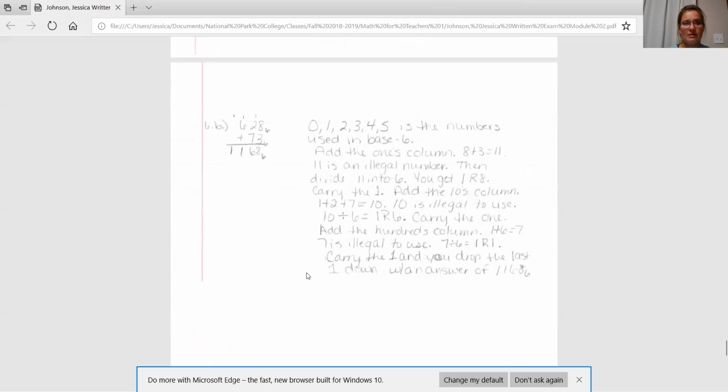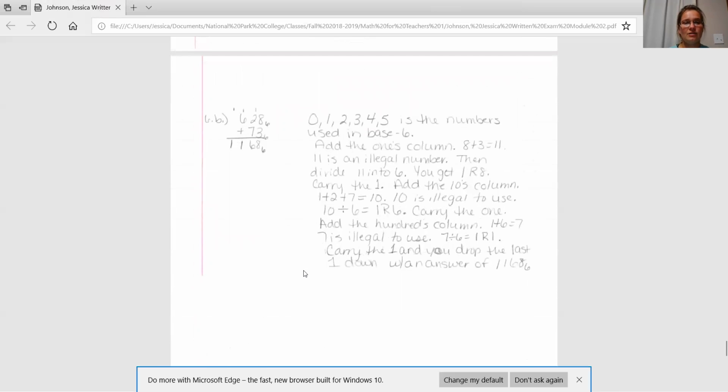And I'm almost out of time. And I had to watch a video to understand how to add base 6. And what you do is you take 8 plus 3 equals 11. You cannot write the 11. You have to divide 11 by 6 and you get 1. So you carry the 1 with a remainder of 5.